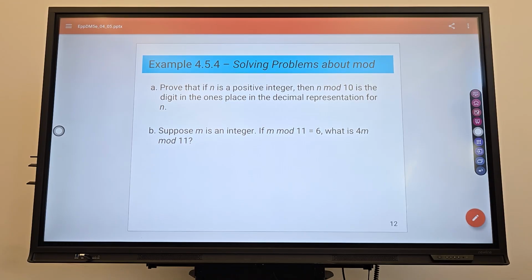Prove that if n is a positive integer, then n mod 10 is the digit in the ones place in the decimal representation for n. How'd you go about proving that?